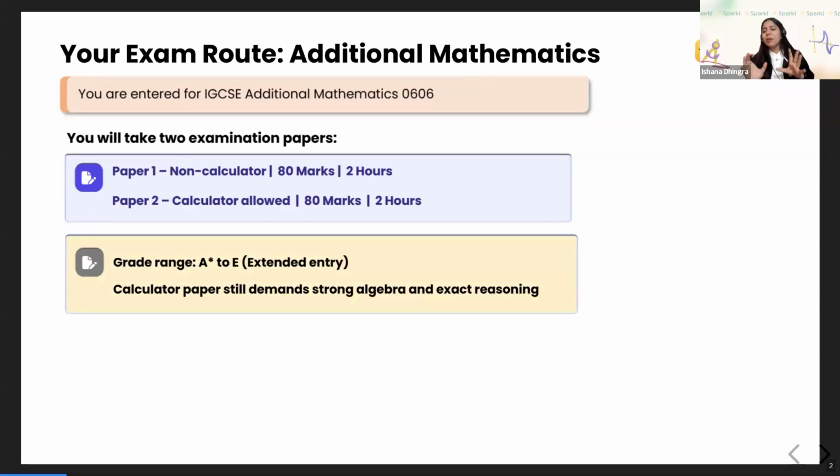Okay. So calculator paper is, yes, a little easier because calculation stuff you can do using your calculator. But at the same point, you also need to understand that calculator paper also demands strong algebra, right? Because you will not be able to do algebra using a calculator. So for calculator paper also, you have to be very strong with your algebra skills, your reasoning skills. The grade ranges from A star to E, where A star you'll get if you score the best, and then A, B, C, D, and so on. I hope this is okay and we are on the same page.